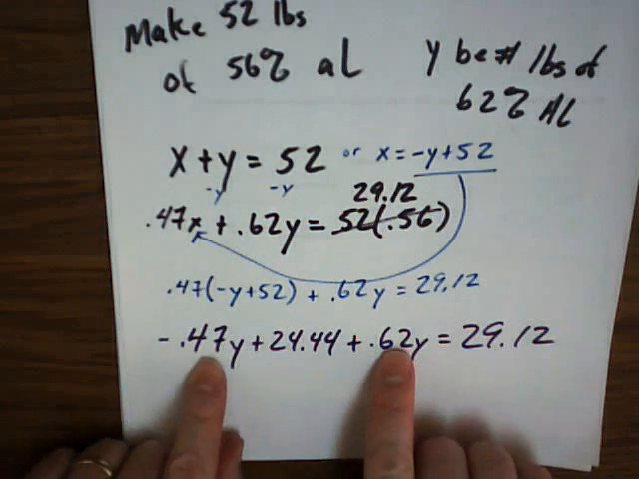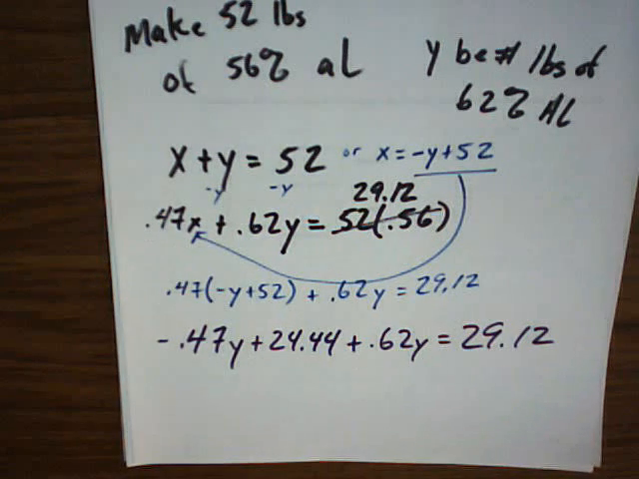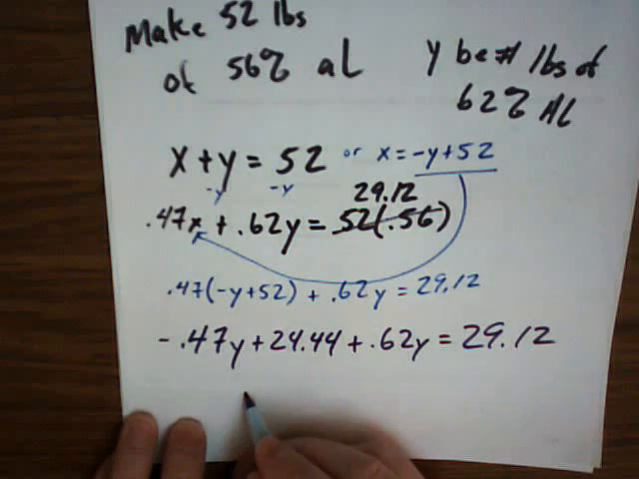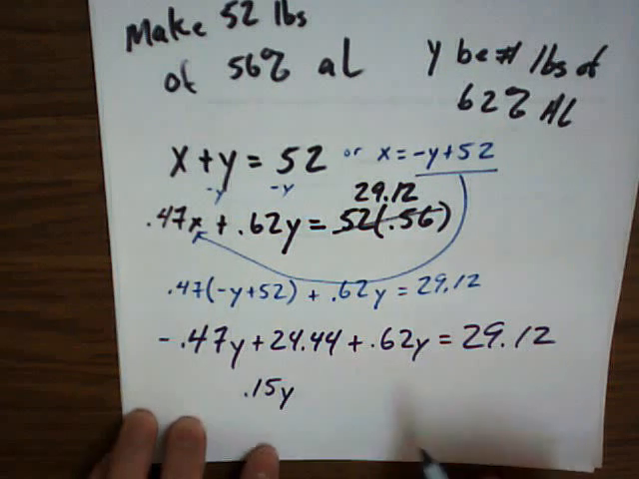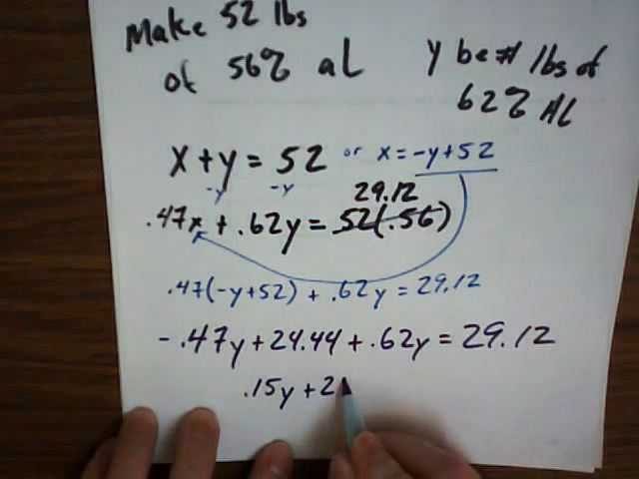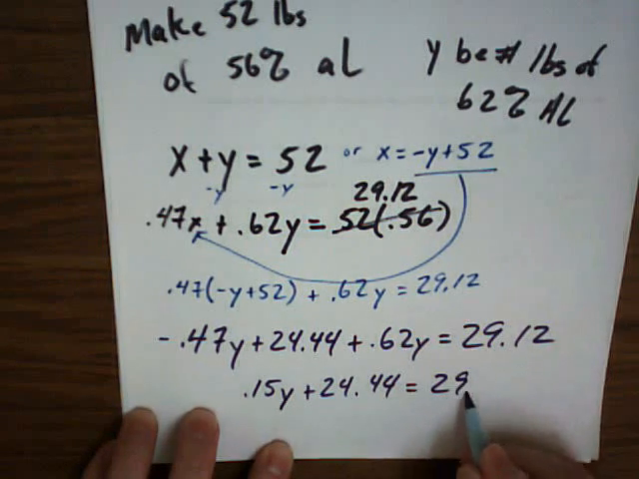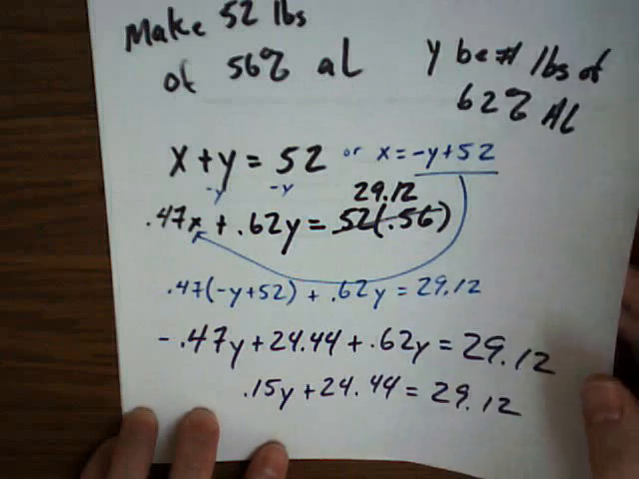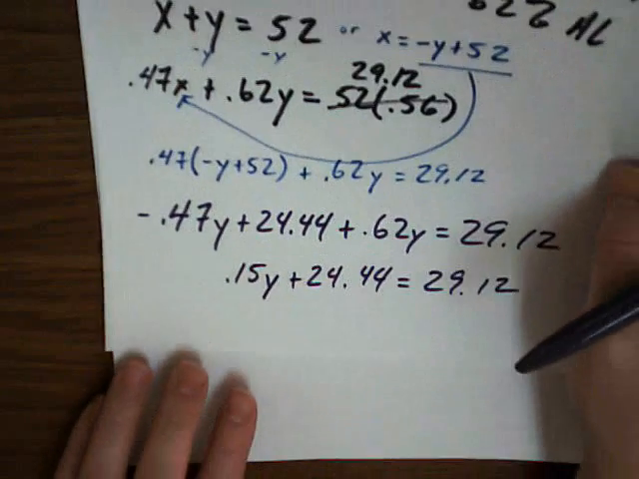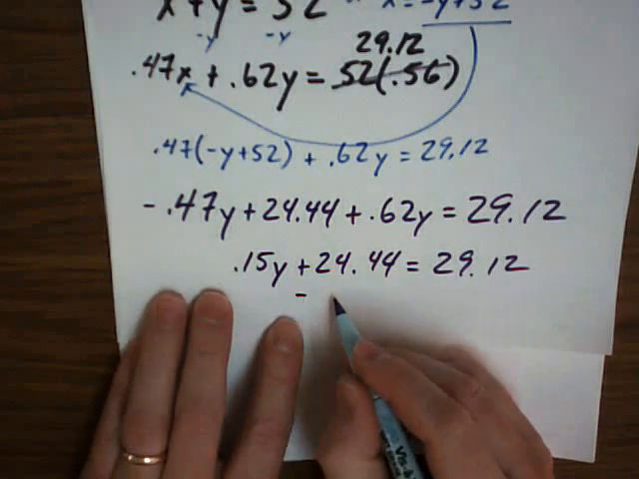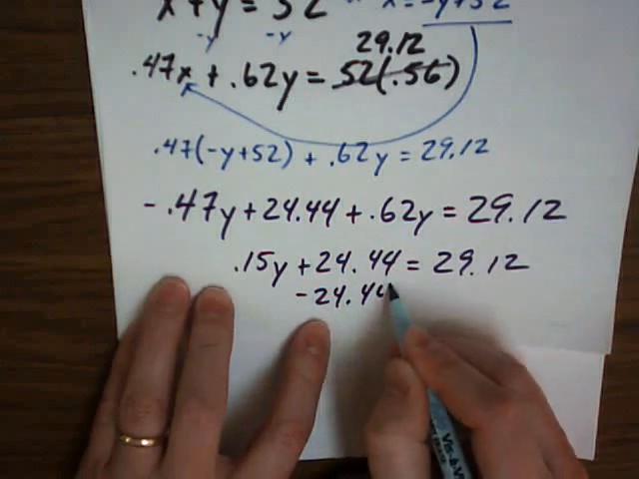Last time we put these y's together, so we'll do that again. 0.62 minus 0.47, so I wind up with 0.15y plus 24.44 equals 29.12. Then what are you going to do? Subtract this 24.44.